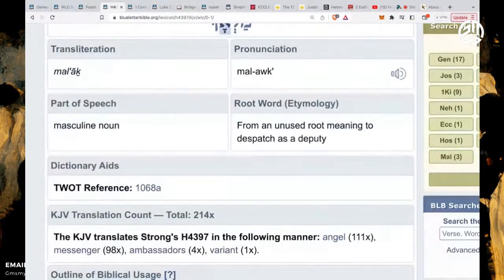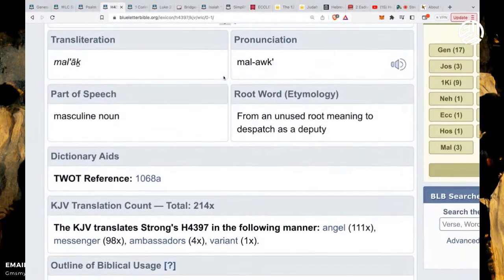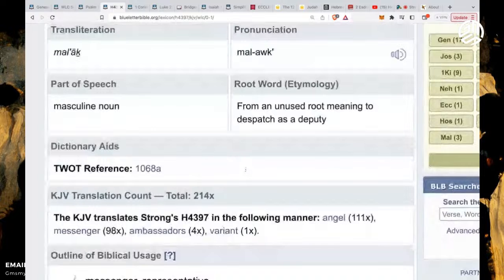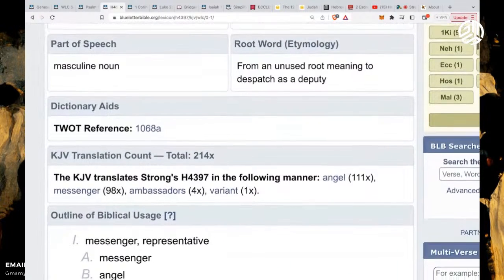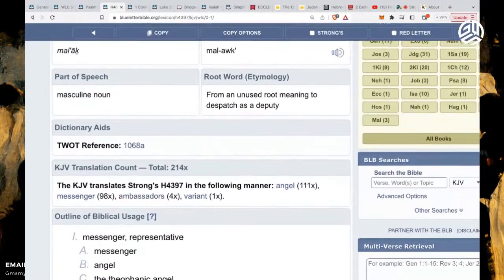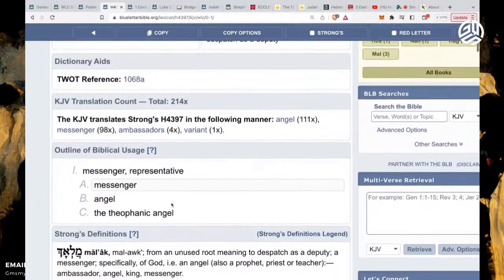Okay, now what's the relationship between a king, malak, which is a king, and a messenger? Well, a king is the one that sends a messenger. A king is the one that has ambassadors to go and send messengers, representatives out to them.